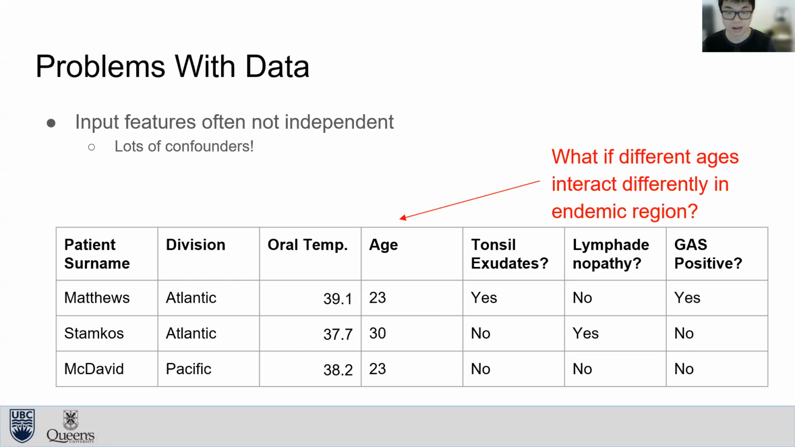Another problem is that there's a lot of confounding variables that usually aren't captured. So for instance, what if people at different ages were interacting in different endemic regions? Then their baseline probabilities would be different.